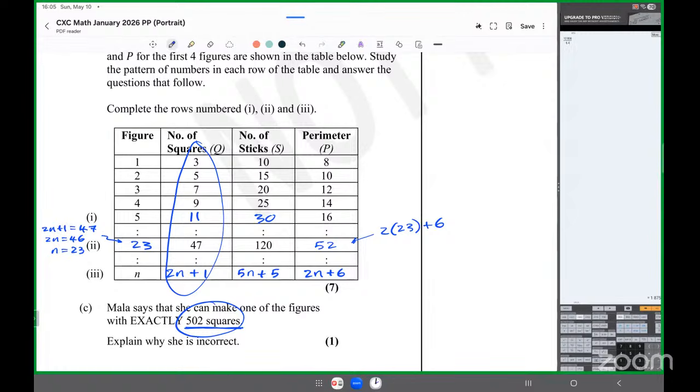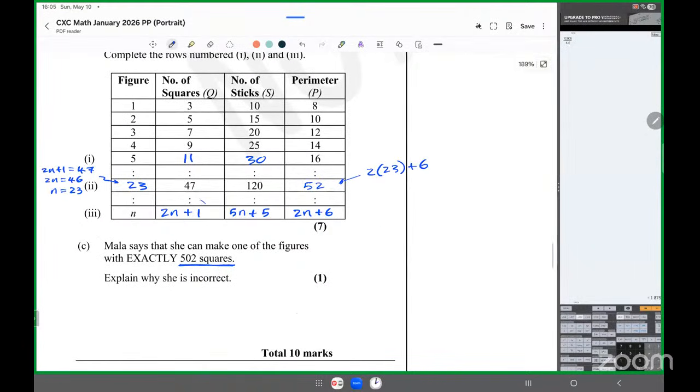What you could have done by calculation, no, what you could do is say, okay, put this equal 502. And you can't get an integer number for n. You can't get a whole number for the n. That's it. And then accept that. Right. So the n has to be a whole number. So you can tell them that.